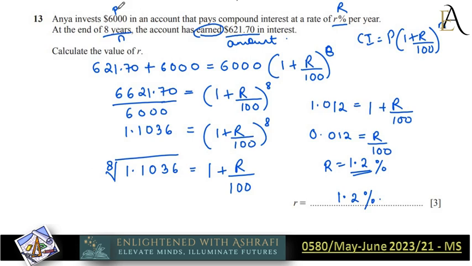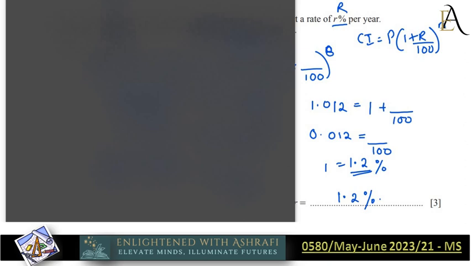Over here, this is small r. So we'll write small r over here because they've given it as small r. So let's change it.